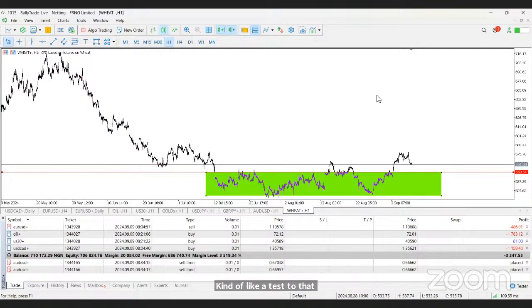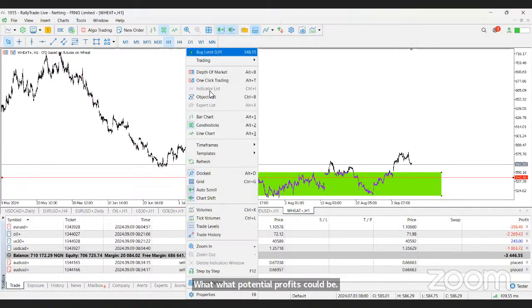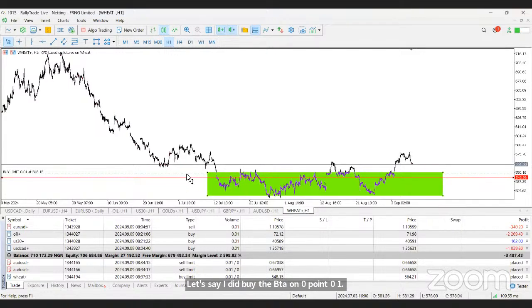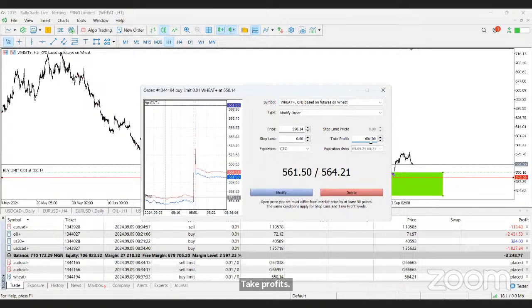And then you can pick it buy and make money. So if you have 2 million, 3 million and above in your account, and you want to place a trade on wheat, wheat makes a lot of money. Let me give you an idea of what the potential profit could be. Let us say I did a buy limit here on 0.01. And then from here, that's where the price is now, I say I want to pick my profit at 601.24. Take profit 601.24. See the profit potential now.